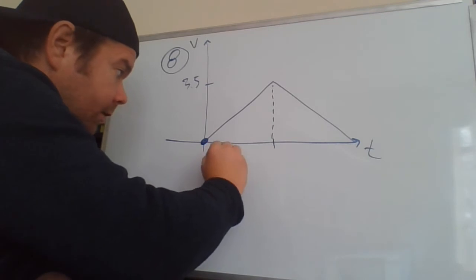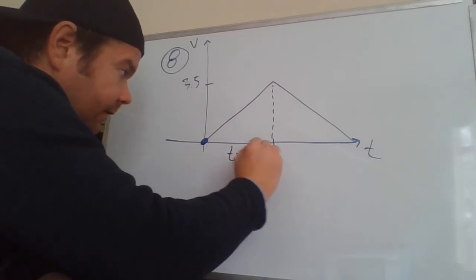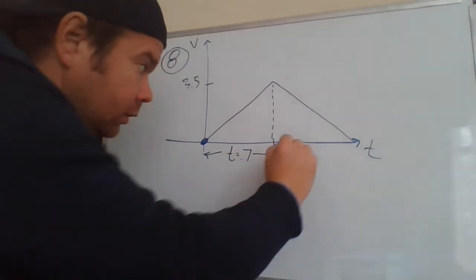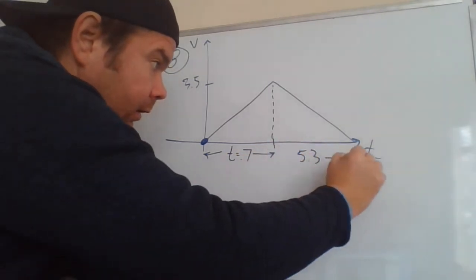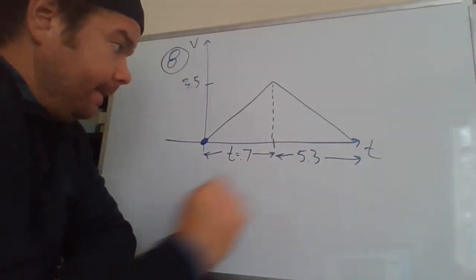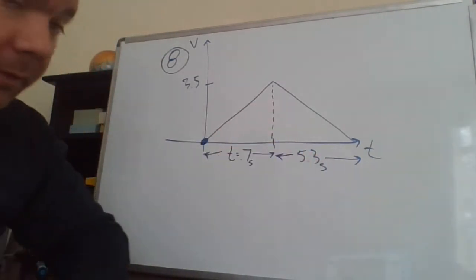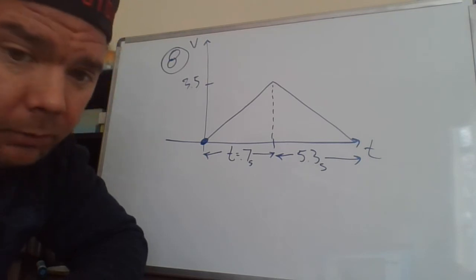What do we know about the time part of it? Well, for part 1, t equals 0.7 seconds. And then for part 2, it takes a lot longer. The time is 5.3 seconds. So this graph isn't really to scale, but that's all right. I think we can still make good use of it.